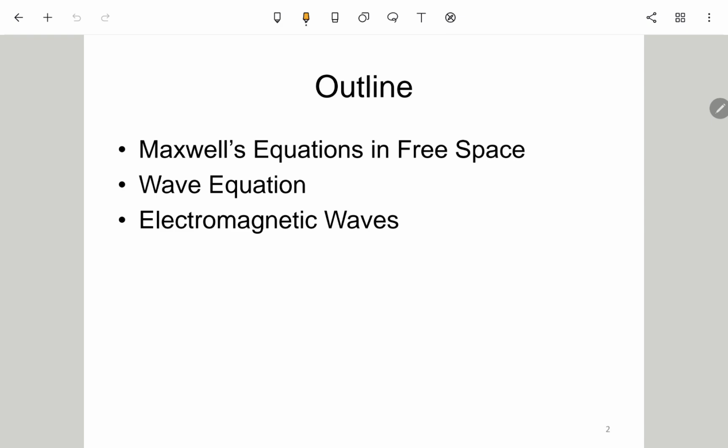In free space is important here. Then we will get the wave equation, which is actually a very simple partial differential equation. By solving this wave equation, we will get the solution for the EM wave. That is some of the formulas in the beginning of this chapter.